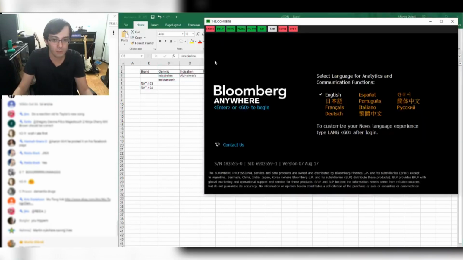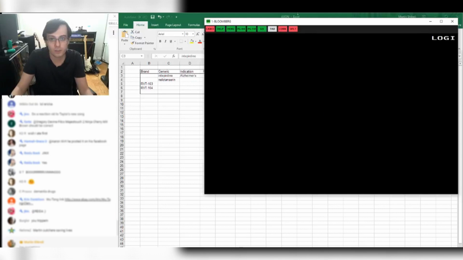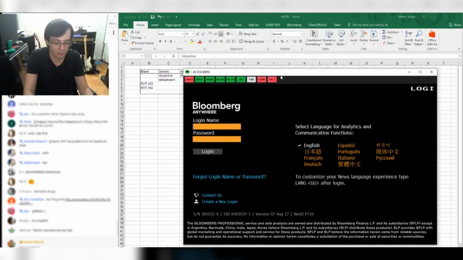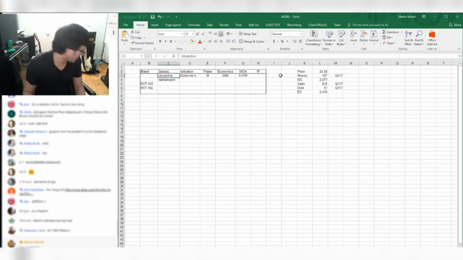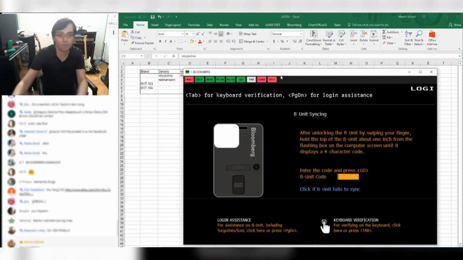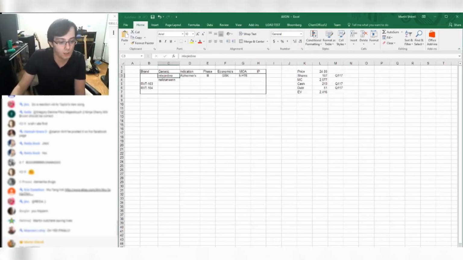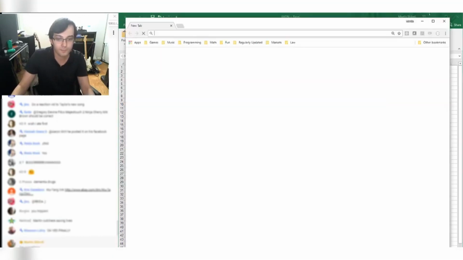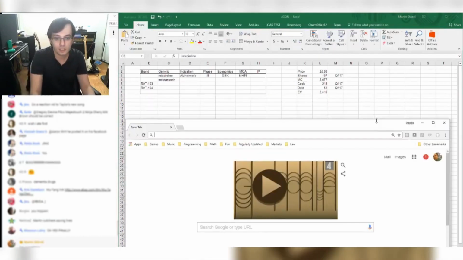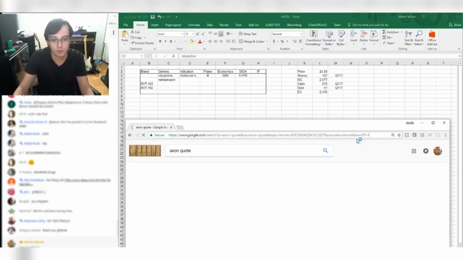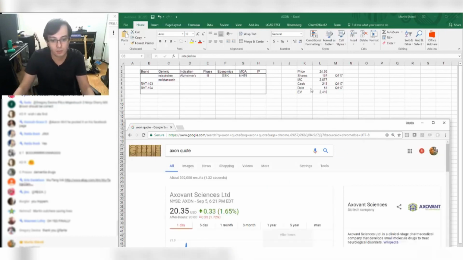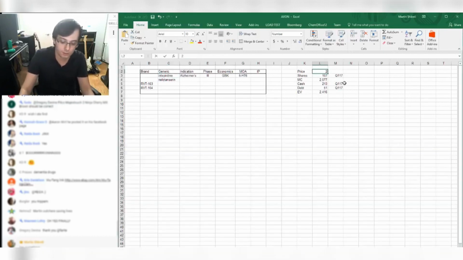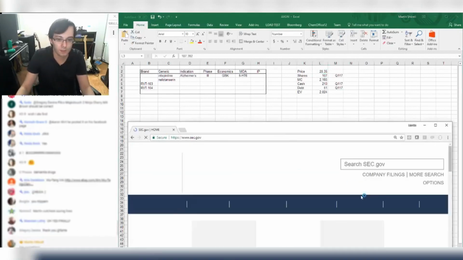So I'm going to go into Bloomberg, but there's a lot of ways to do this, and when possible, I'm going to try to use as much open source kind of tools as possible, so sec.gov and so forth. So maybe let's go to Axovant stock price, which is probably a good start, and the stock's at $20. Okay, and the next place to go is maybe the SEC's website.